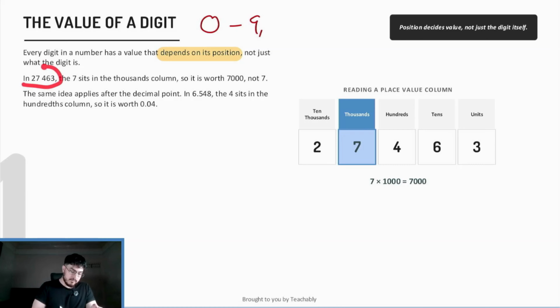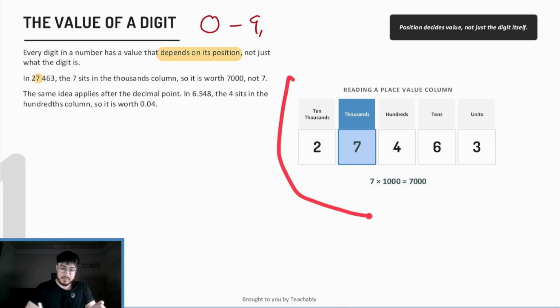In the number 27,463, take the 7. The 7 sits in the thousands column, so its worth is 7,000, not 7. The same idea applies after the decimal point. In 6.548, the 4 sits in the hundredths column, so its worth is 0.04. Let me explain these in two simple examples.